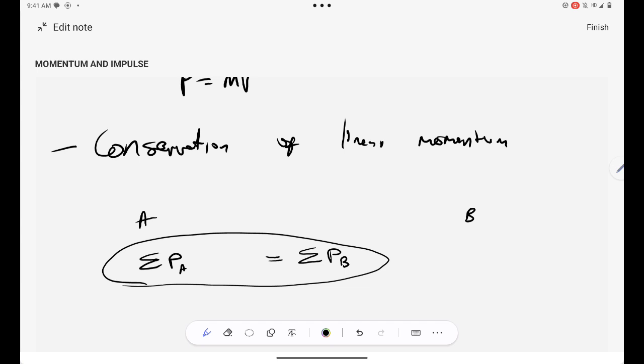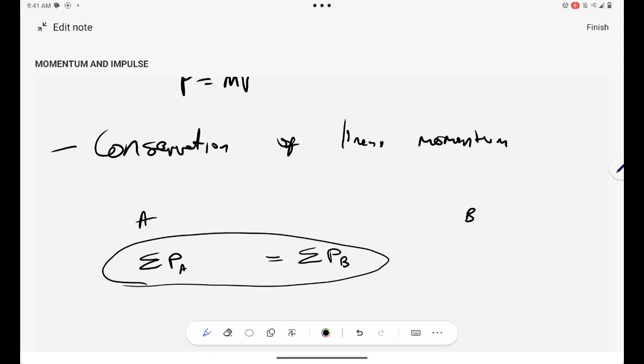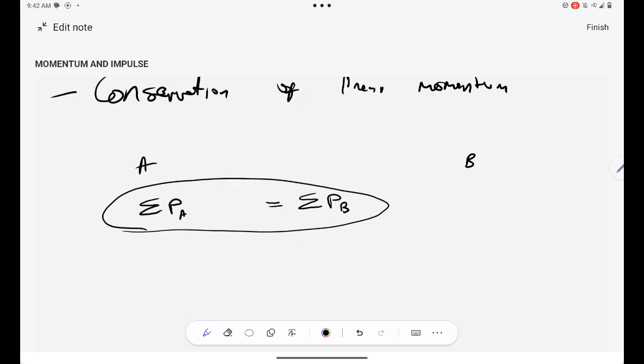What is an isolated system? An isolated system is a system that does not have non-conservative forces together. In the absence of frictional force, applied force, and tension, we have an isolated system together. And if the system is isolated, you can simply conclude that the total linear momentum will be conserved together.